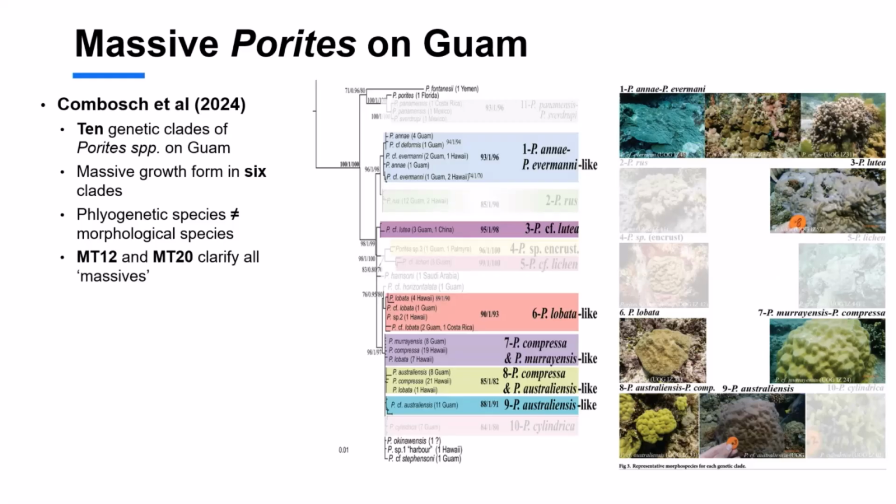An additional important result of this work was that only 2 regions of the mitochondrial genome were needed to clarify which clade a given massive Porites belongs to. So essentially, you can go out onto the reef, sample a massive Porites, and barcode these 2 regions and determine which genetic clade that massive Porites belongs to.